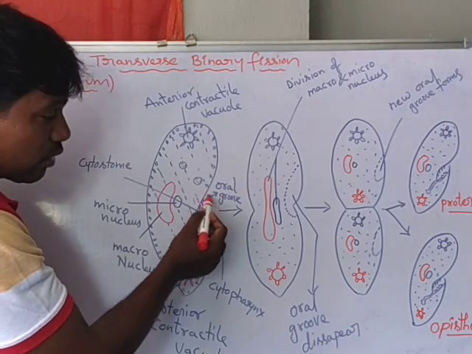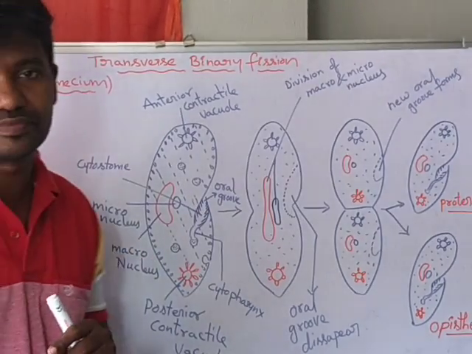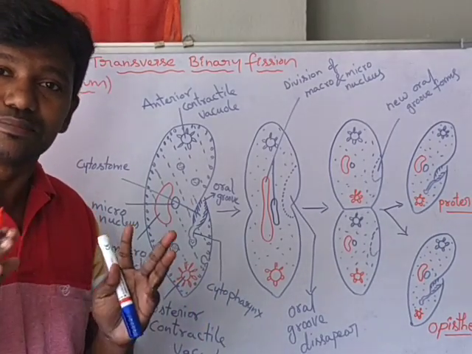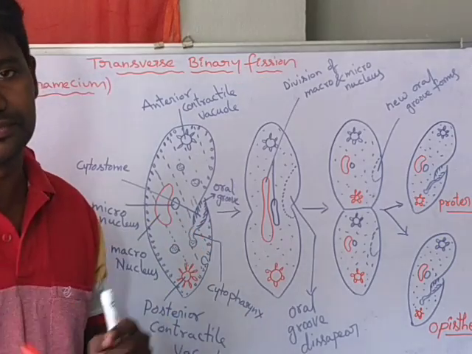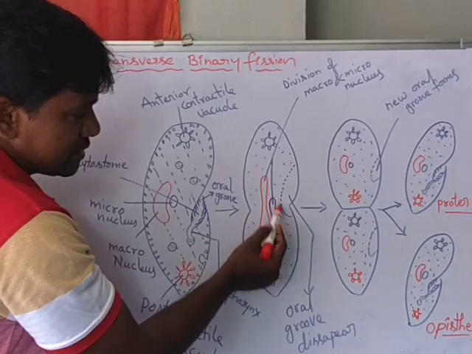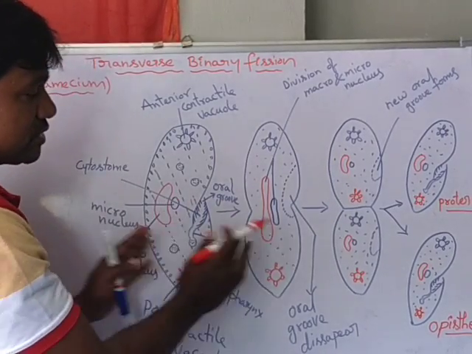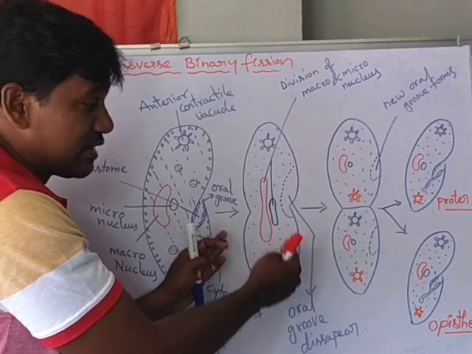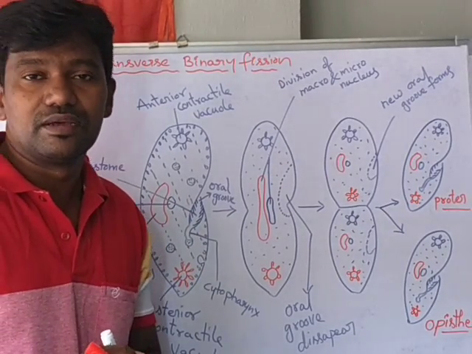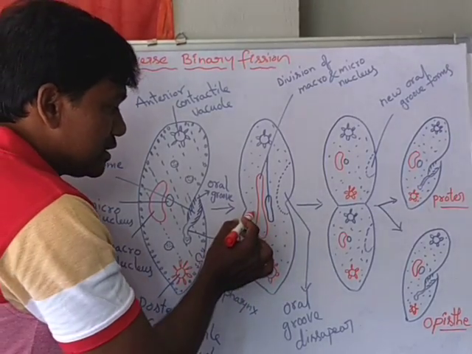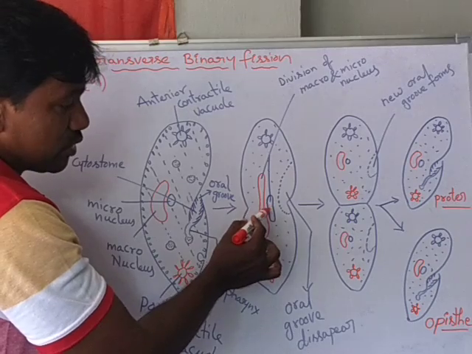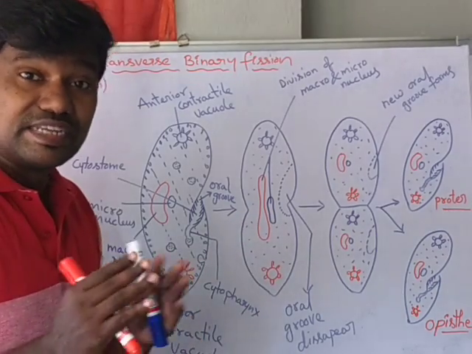First the oral groove disappears from the parent when it starts the binary fission. Here we are seeing the oral groove disappear; there is no oral groove. This is the parent individual involved in transverse binary fission. At first, the oral groove disappears from the parent. Here, this one is the macronucleus and this one is the micronucleus. The macronucleus and micronucleus now undergo division.